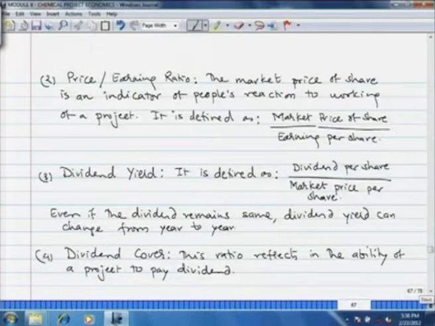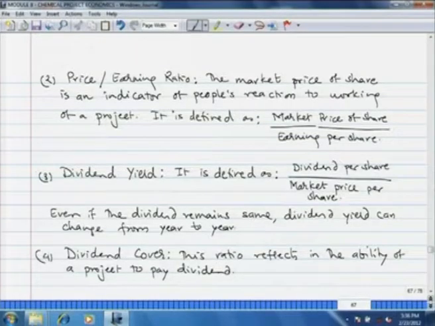So the first ratio from the viewpoint of the stock market is the earning per share. This is defined as the profit after tax minus the dividend divided by the number of shares issued, and the higher the ratio, the better the project. Then the second ratio is the price to earning ratio. The market price of a share is an indicator of people's reaction or people's interest in the working of a project. As the people's interest increases, the market price of the share increases. So the price to earning ratio is defined as market price of the share divided by earning per share.